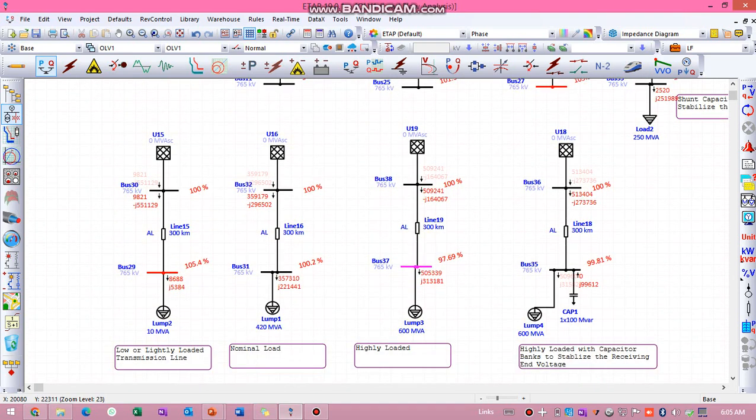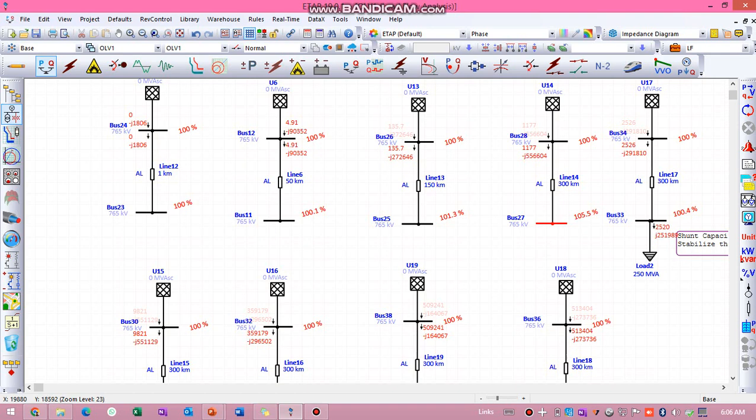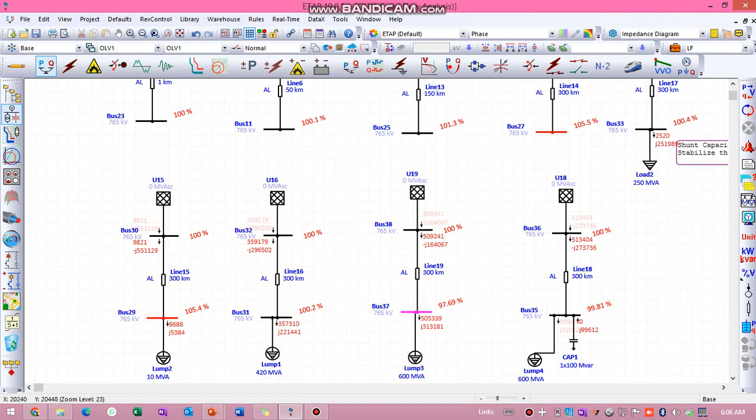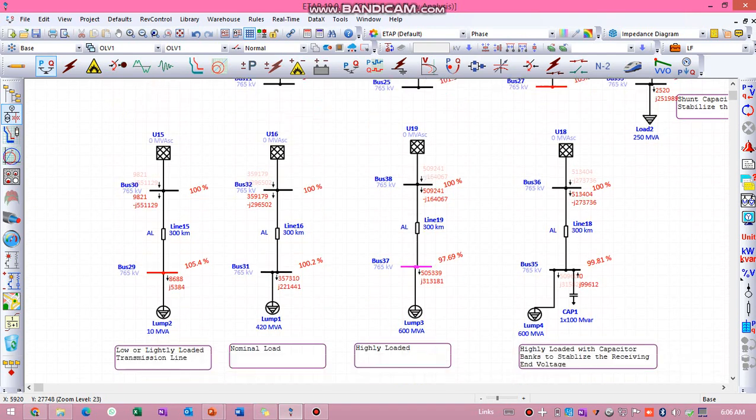Now, how the voltage rises under a lightly loaded or low load condition, we have shown. The same 300 kilometer line has been taken with 105.5% loading condition. We have a light load of 10 MVA, and the nominal load for this network is 420 MVA. If you consider the lightly loaded condition, there is an increase in bus voltage at the receiving end area. Even though the sending end is maintained at 100%, the receiving end rises to 105.4% due to charging capacitance, while in the case of a nominal load the voltage is maintained at 100%.